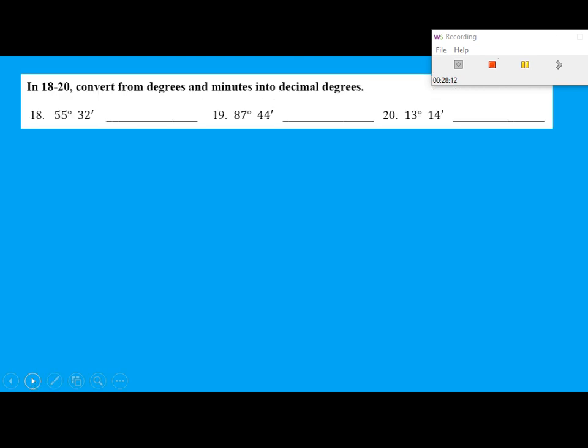Just like our time system, if I talk about 1 hour, an equivalent to that would be 60 minutes. If I want to talk about 1 minute, we could say that there's also 60 seconds in a minute. Well, degrees can also be broken down just like that. In 1 degree, there's 60 minutes.